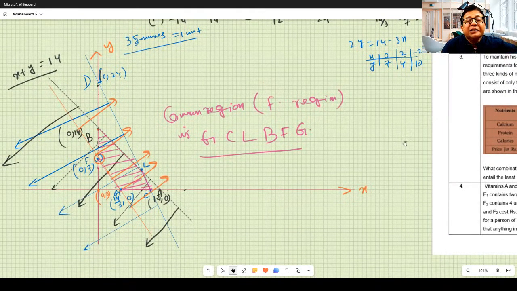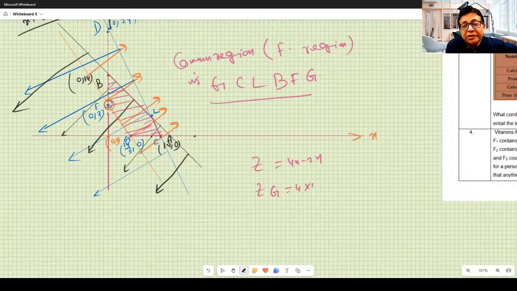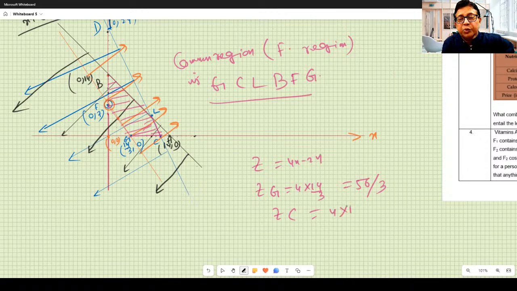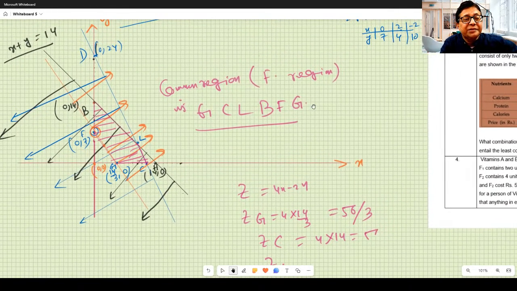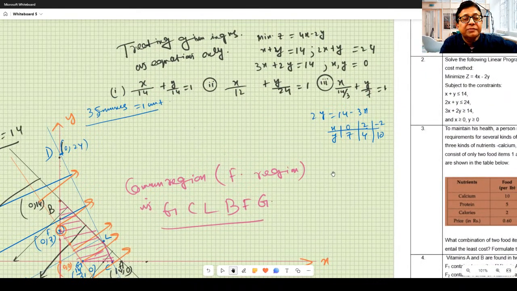Achha, before that Z is here 4x minus 2y. You find Z at G, 4 into 14 by 3. Z at C, 4 into 14, 56. Z at L. Z at L, you need to write. L means point of intersection of AB and CD. Okay, these two lines, where do they intersect?